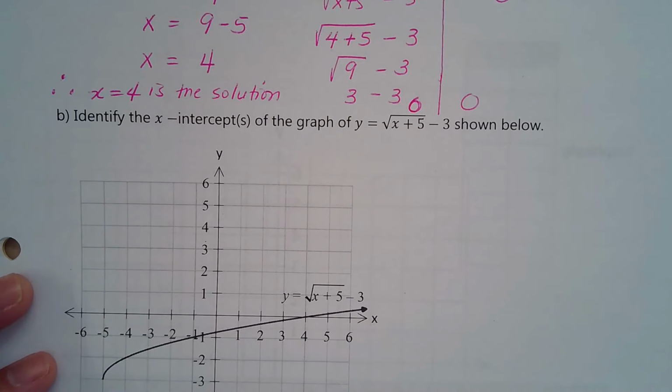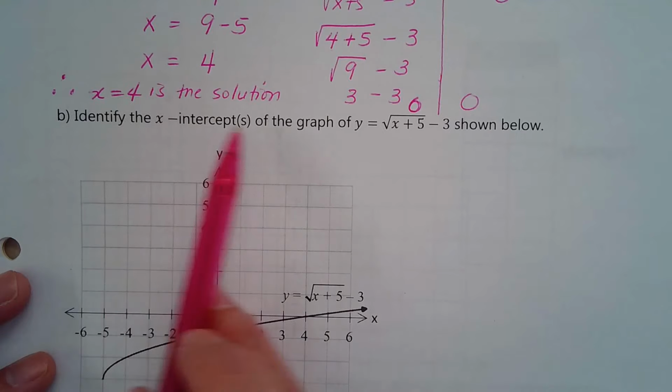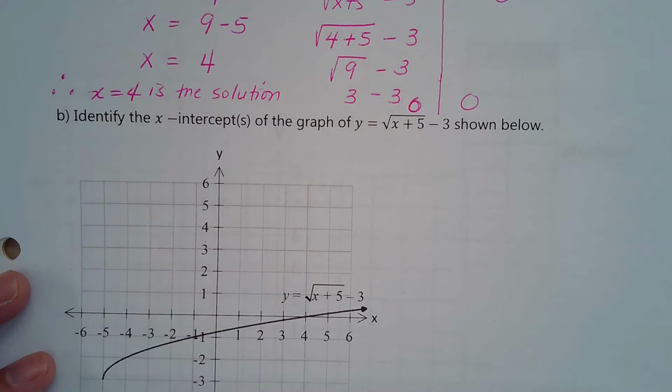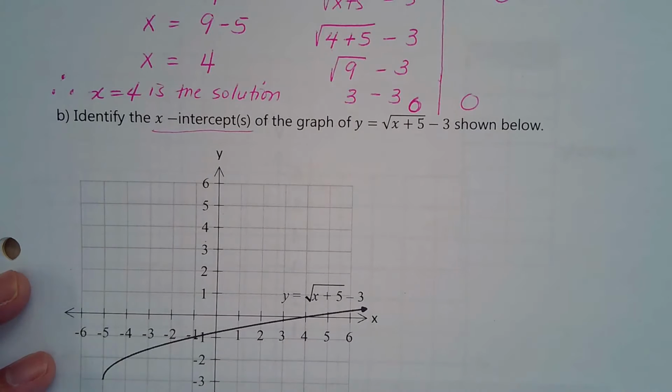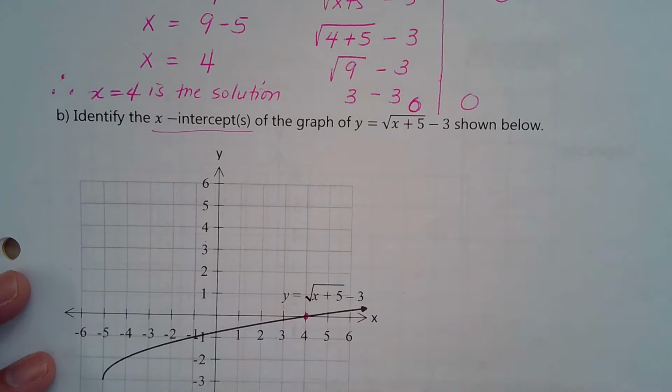Identify the x-intercept of the graph y equals square root of x plus 5 minus 3. What is the x-intercept of the graph? 4. Okay, so the x-intercept is 4.